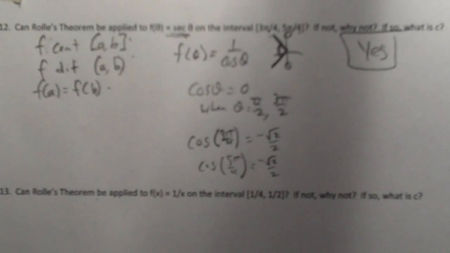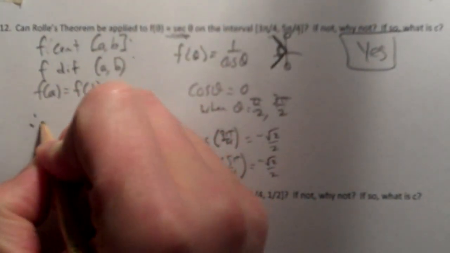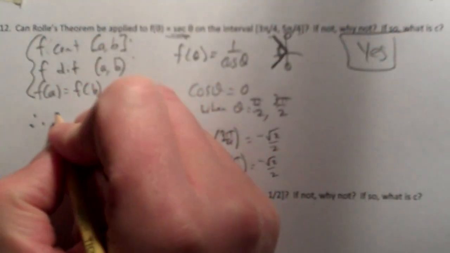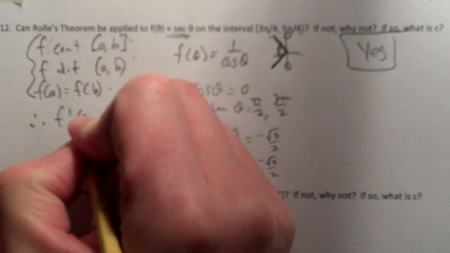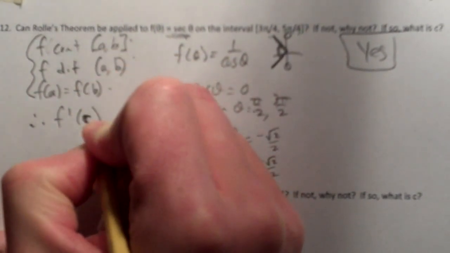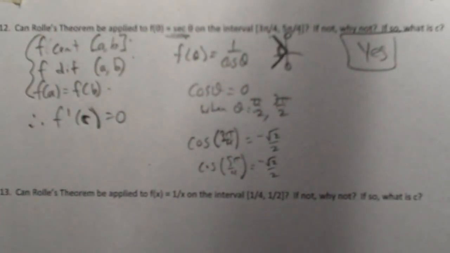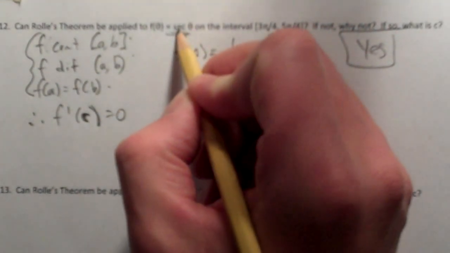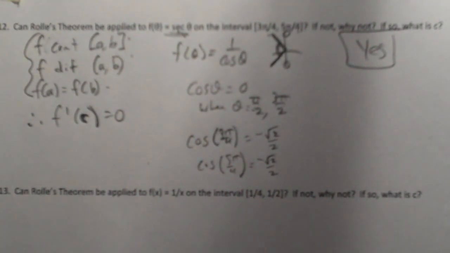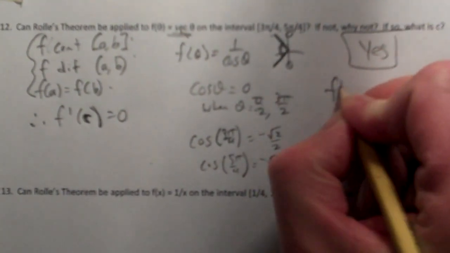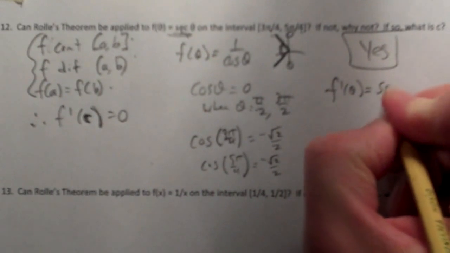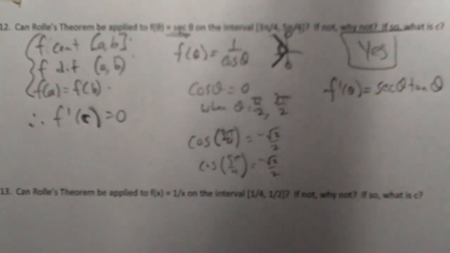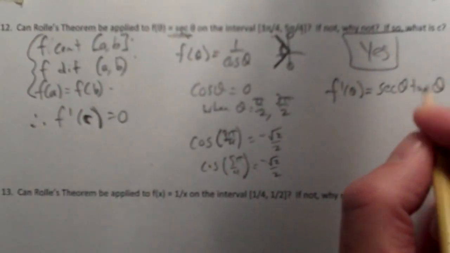Then they want you to figure out what the c value is. So the c value is, if you have all this being true, somewhere f prime on that interval, f prime of c they call it, has to equal 0. So we're just going to set the derivative of this thing equal to 0. So derivative of secant is secant tangent. We have to make that equal 0.